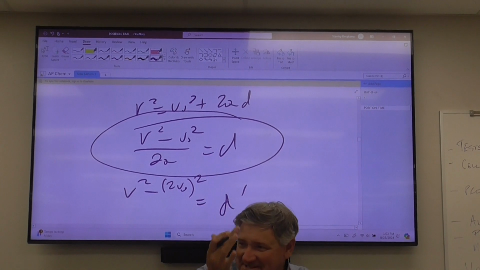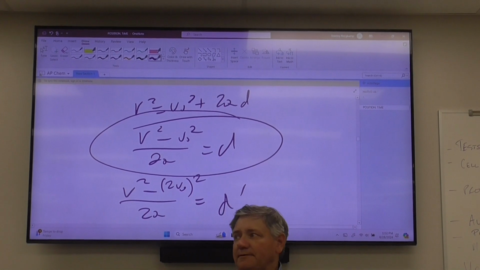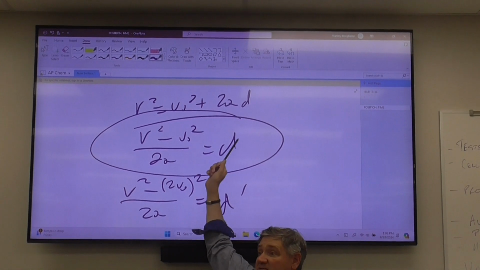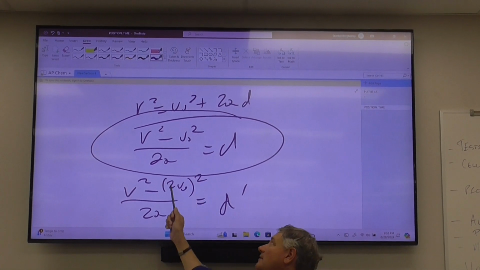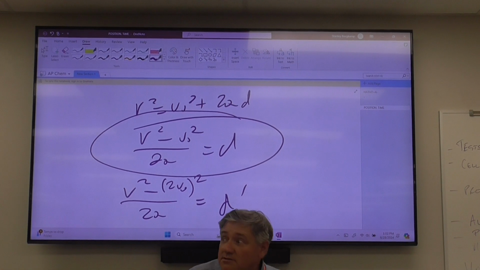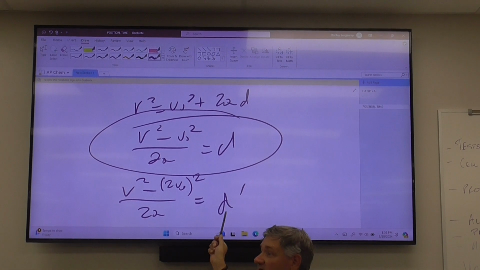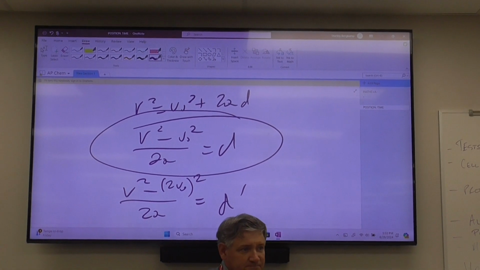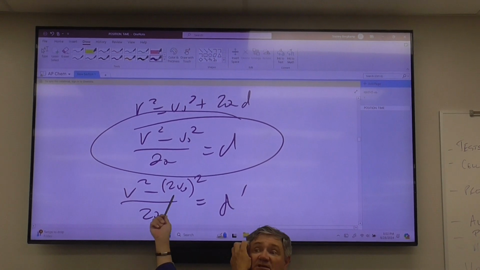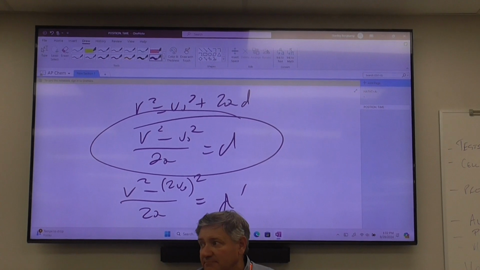You can test this, okay? All over 2a. So this represents the stopping distance d, but when you square 2v naught, you get 4. So if this side goes up by a factor of 4, what's going to happen to this distance? It's going to go up by a factor of 4. If you were to triple the velocity, what would happen to the stopping distance? Go up by a factor of 9.